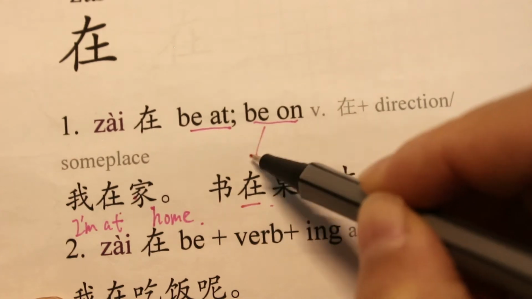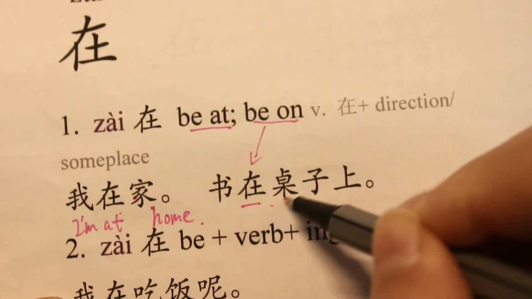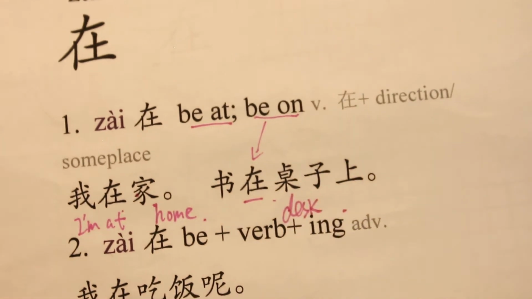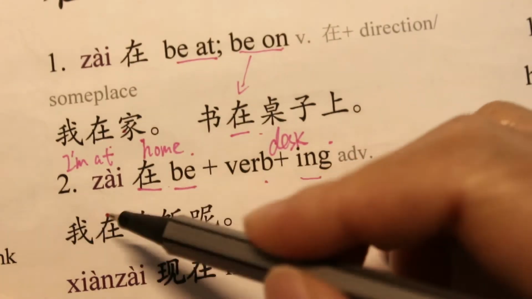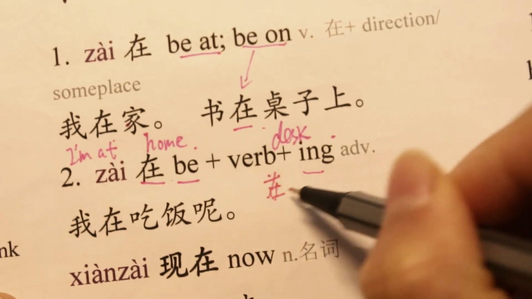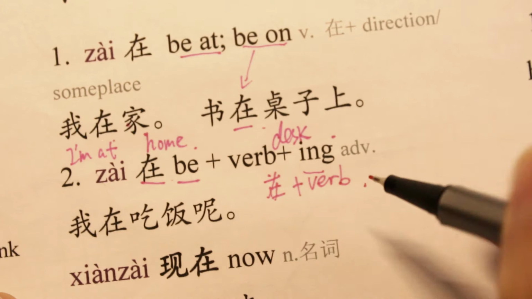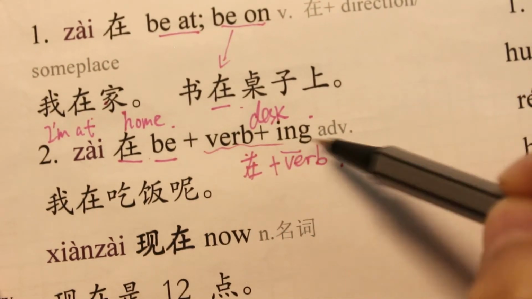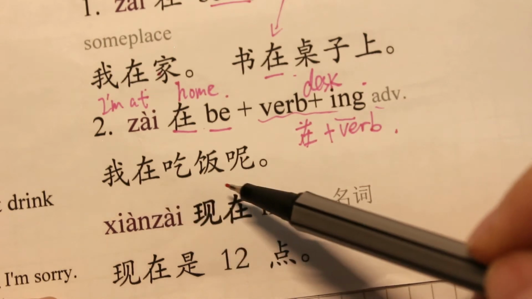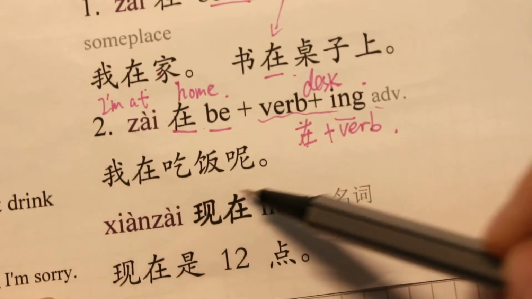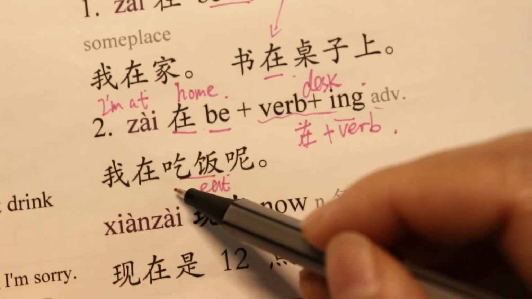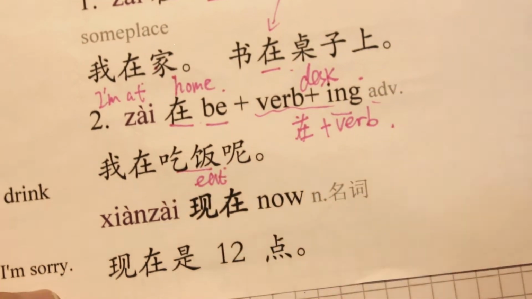Here 在 means be on. The book is on the desk. 桌子 means the desk. And you also have a second usage. You just use 在 plus a verb. It means that doing something. Here, let's look at this sentence. 我在吃饭呢. Here it means I'm eating. 吃饭 eat. 我在吃饭 means I'm eating.